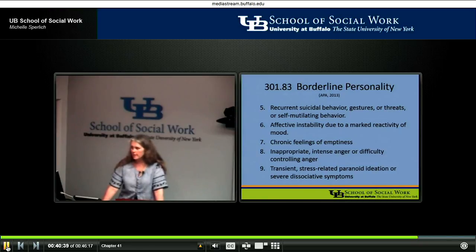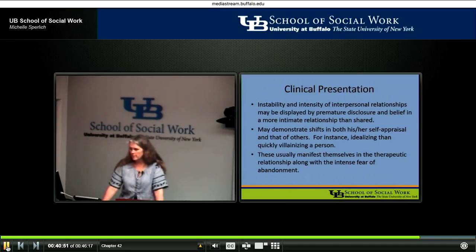Recurrent suicidal behavior, gestures or threats or self-mutilating behavior, affective instability due to a marked reactivity of mood, chronic feelings of emptiness, inappropriate intense anger or difficulty controlling anger, transient stress-related paranoid ideation, or severe dissociative symptoms. So you can see that there's a lot of crossover with what we've been talking about in terms of complex PTSD or just the dissociative subtype, right?